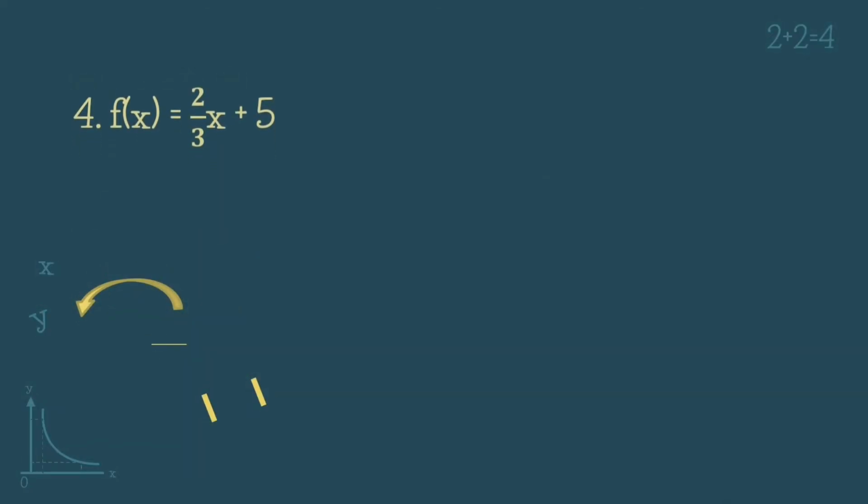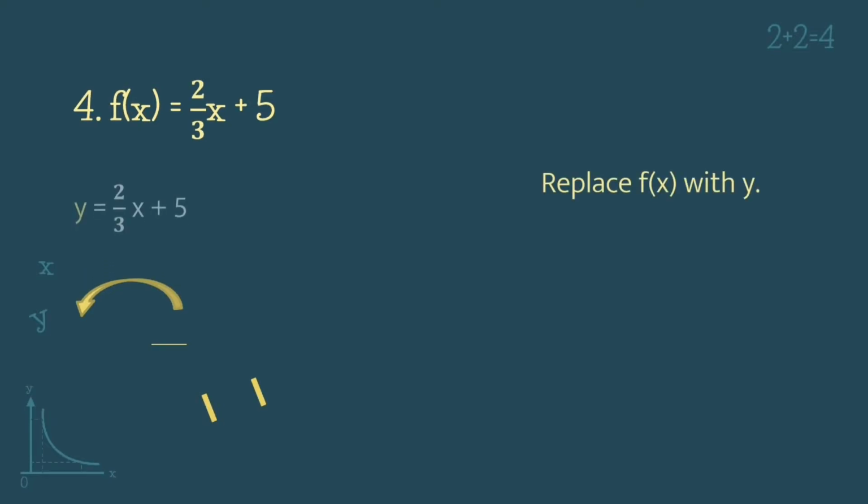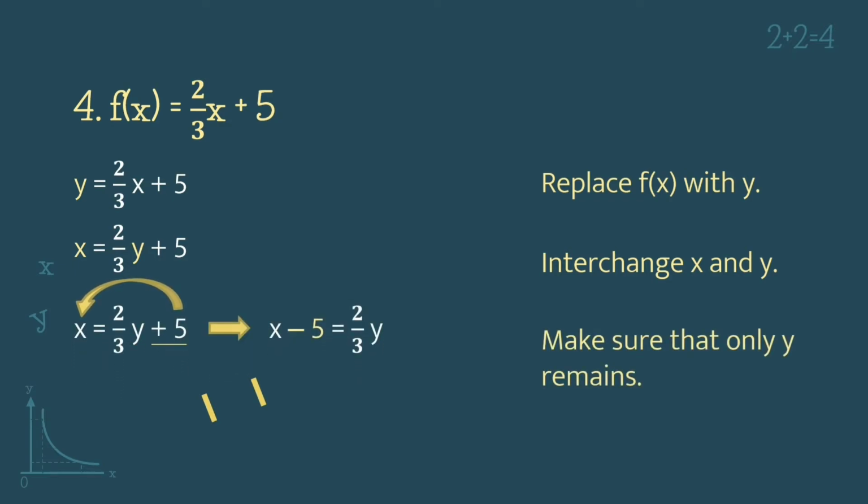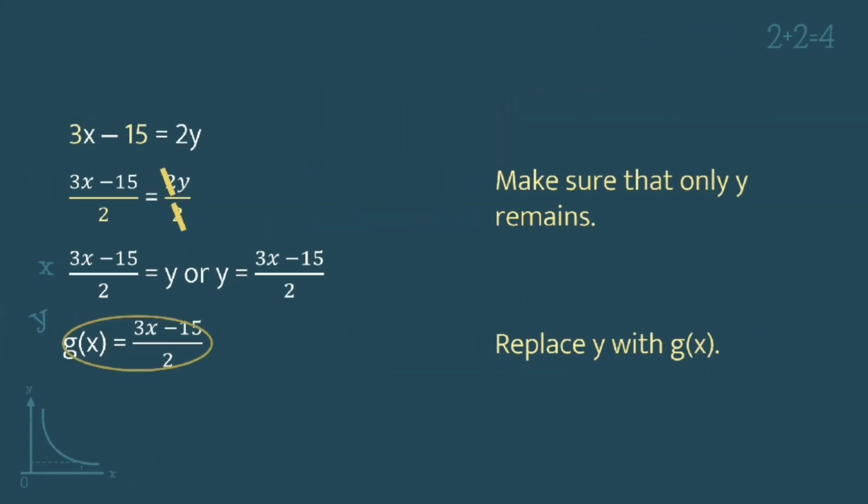For our fourth example, here we have f of x is equal to 2/3 x plus 5. First again, we replace f of x with y. Interchange x and y. Transpose positive 5 over to the other side, not forgetting to change its sign. Multiply both sides by 3 and divide both sides by 2. Now that we only have y left on one side, we can do the final step, which is to replace y with g of x.